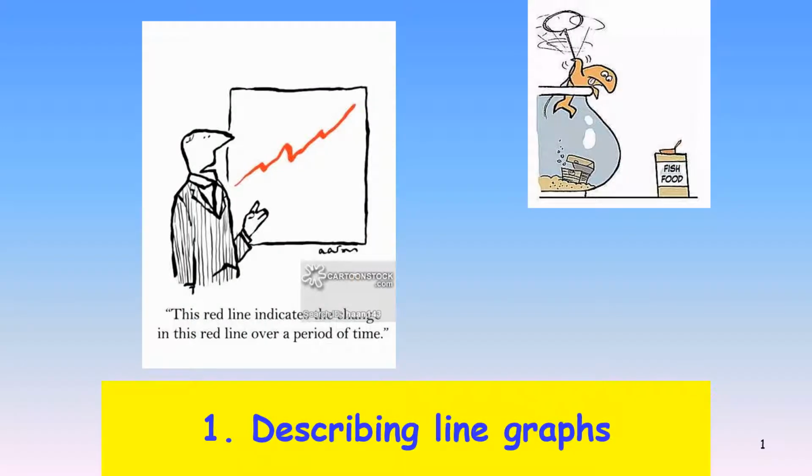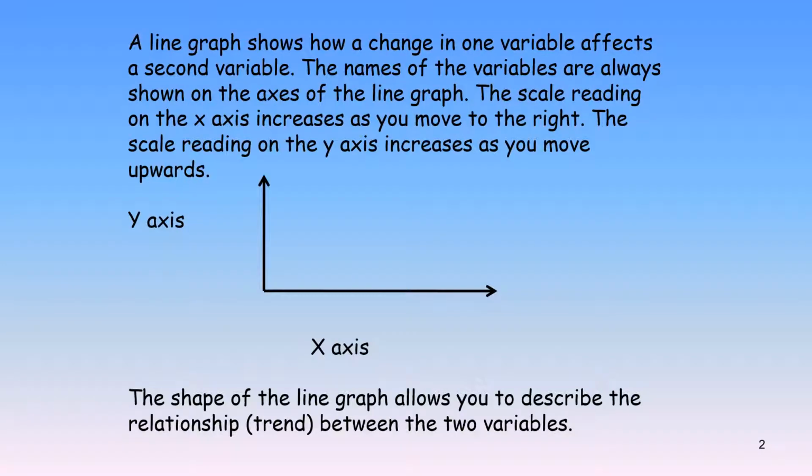So what we're looking at in this lesson is how to describe the trend on a line graph. A line graph, as you've seen in the previous lesson, is showing you how a change in one variable affects the second variable. So it's looking at how the independent variable, what you're putting on the x-axis, affects a particular factor, and you're measuring something to see that change. So what you're measuring is your dependent variable, which is what you're putting on the y-axis.